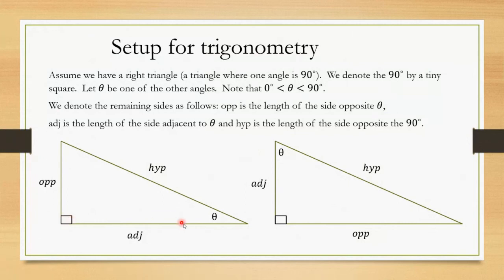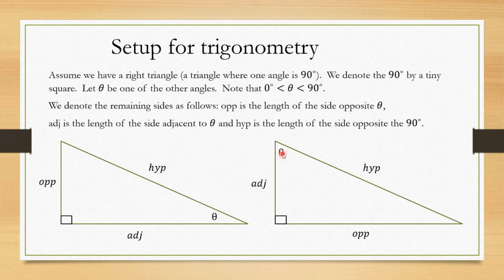What we're going to do is let theta be one of the other angles. In particular, theta represents an angle between 0 degrees and 90 degrees. Now, for trig, here's what's going to happen. The side that's opposite the 90 degree angle, that's the hypotenuse. I'm going to let that be HYP. The side opposite the angle theta, the opposite side, we denote that by OPP, like this. And the side next to theta, that's the adjacent side. That's ADJ for adjacent. And usually we put theta down here.